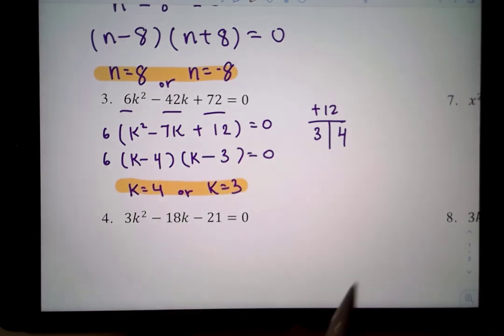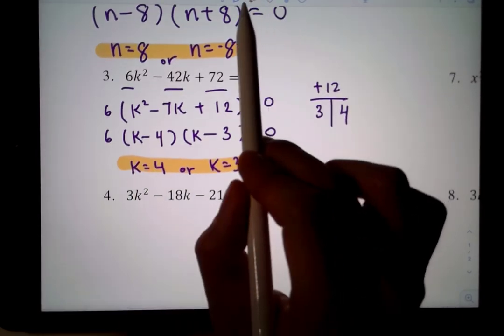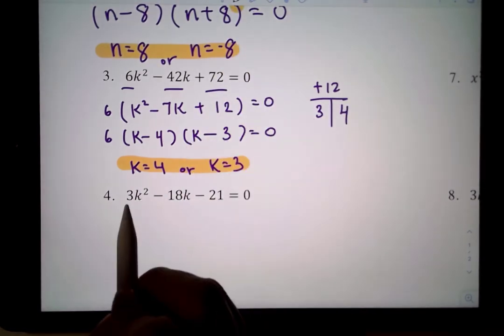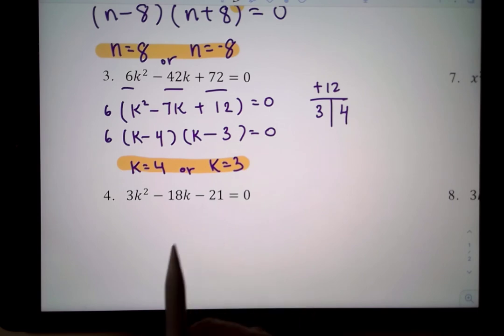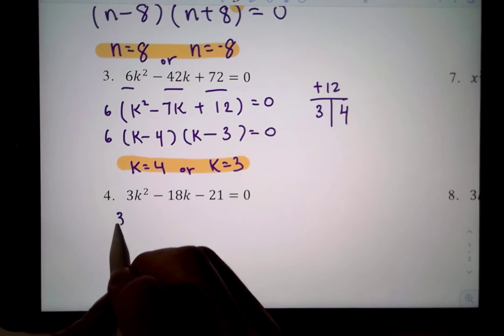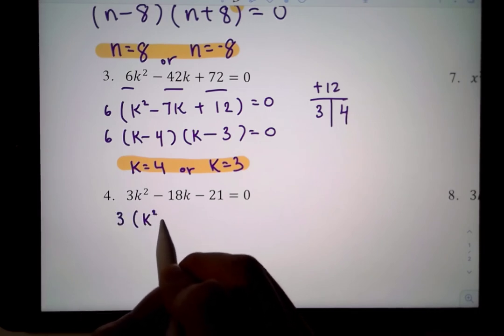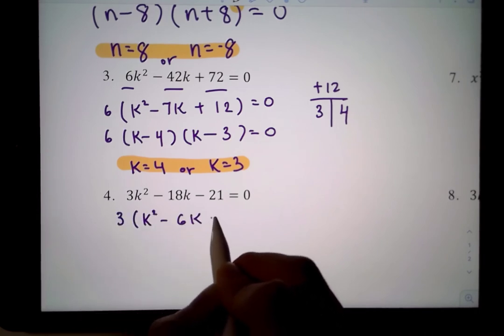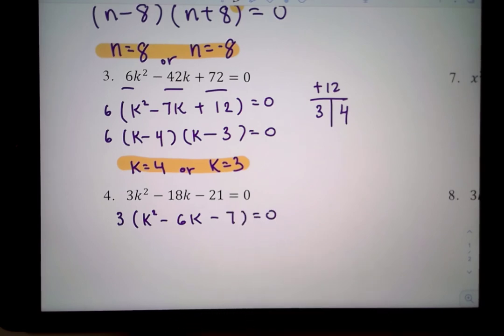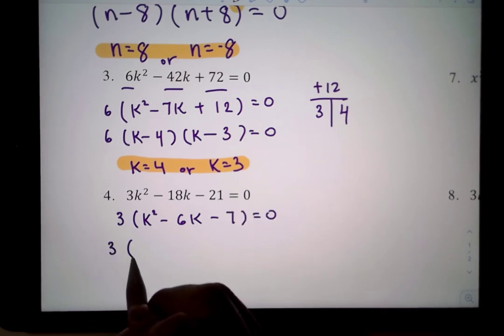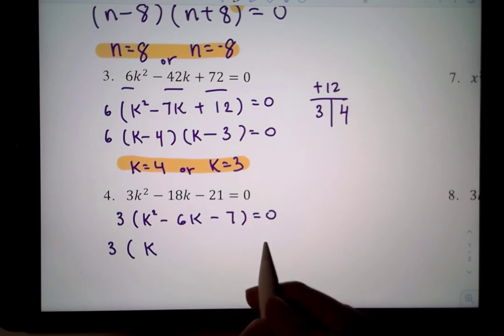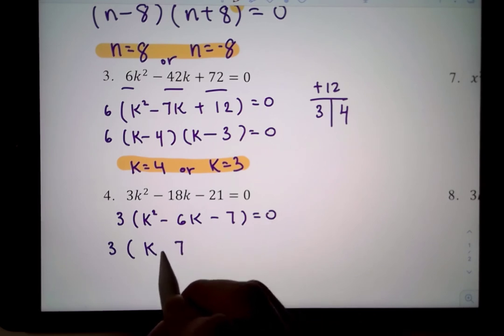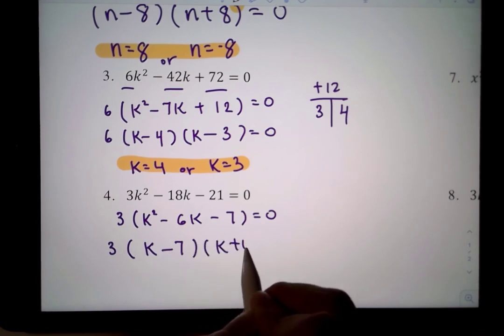And number 4. What is this? Look. My a is not 1, it's 3. 18, 21. You can factor by 3, right? So 3 times k squared minus 6k minus 7. So 3 and k, 7 is like 1 and 7 only, right? 1 and 7, 7 is bigger. So 7 here. And k plus 1 equals 0.